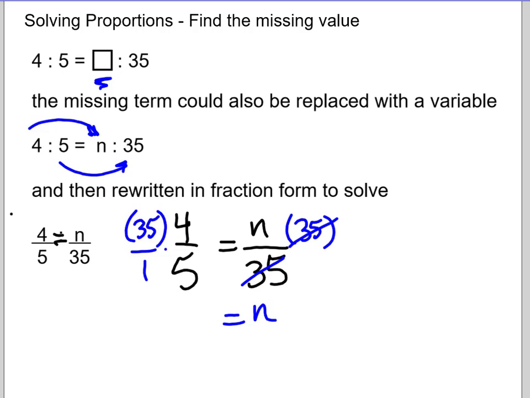Okay, so I can see here that 5 goes into 35 7 times, so I'm going to shrink this number before I even start, and then 7 times 4 is 28. So the missing number here that is part of my proportion is actually a 28.